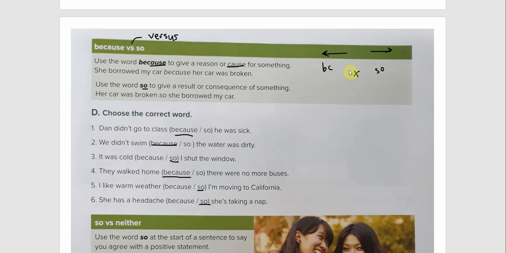All right, so remember, because is before or a cause, and so is a consequence. So if you read these in reverse, you change the order. He was sick, so he didn't go to class. The water was dirty, so we didn't swim. So you change the order and use the other word.